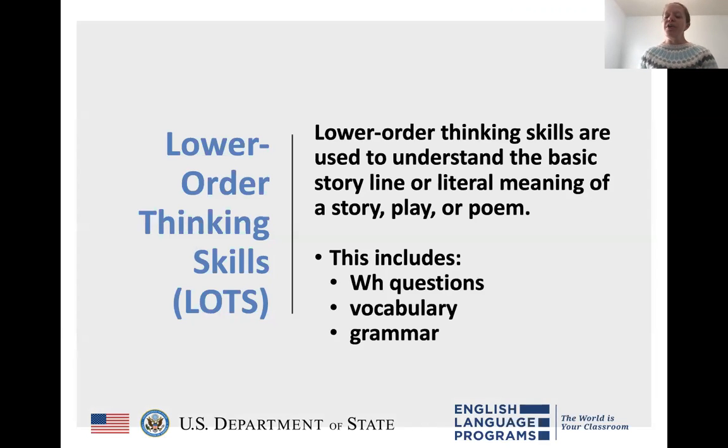So lower order thinking skills are the things we need to understand the basics of what we're reading or listening to. The basic storyline or the meaning of a poem, a story, or a play. Lower order thinking skills often include things like WH questions, vocabulary, and grammar. They include those basic things that we know. This is the foundation, and this is really important that our students have these lower order thinking skills.